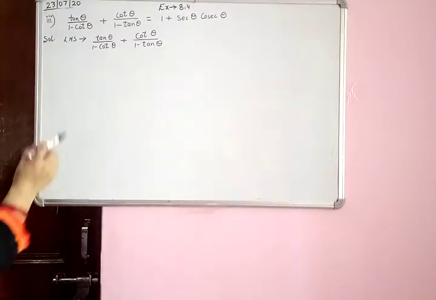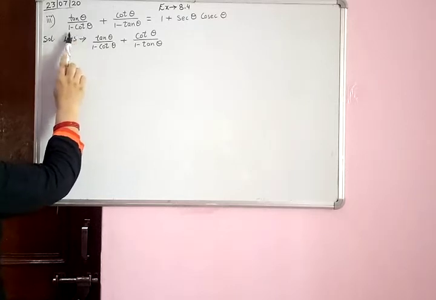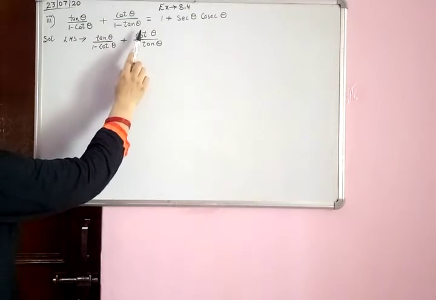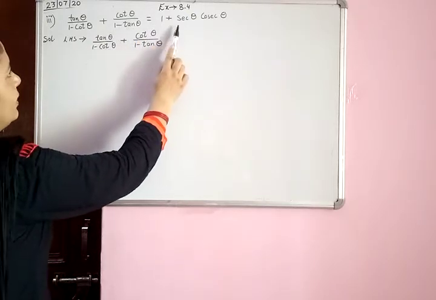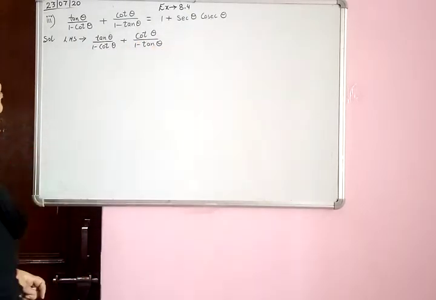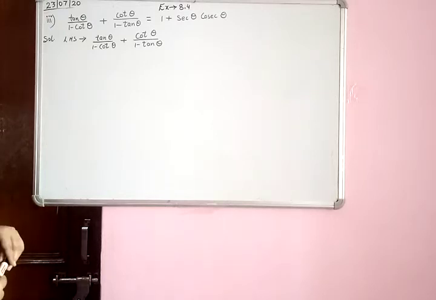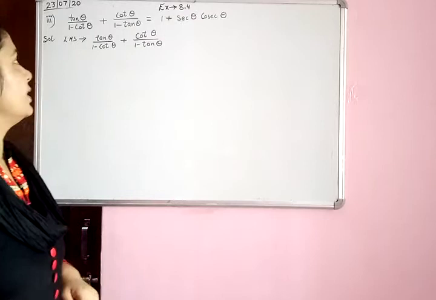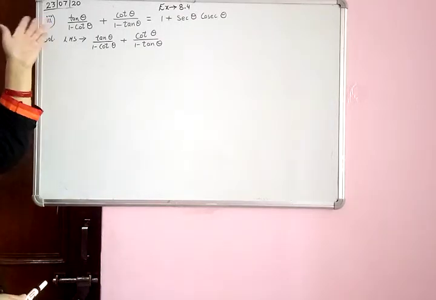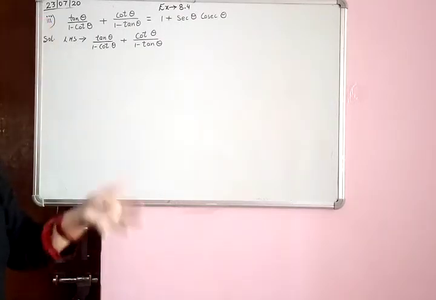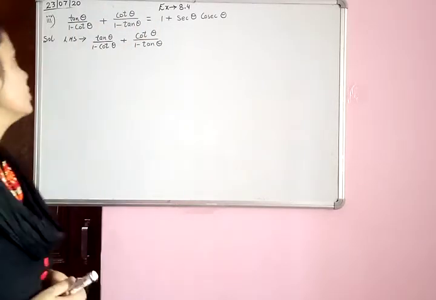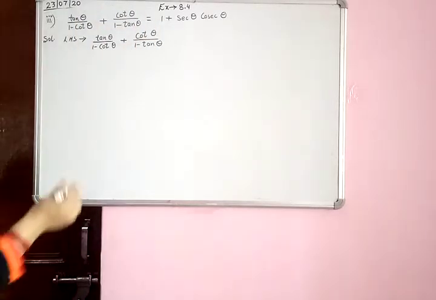Now third part, prove that tan theta upon (1 minus cot theta) plus cot theta upon (1 minus tan theta) is equal to 1 plus sec theta into cosec theta. Okay, so how can we convert tan and cot in terms of sec and cosec? For this, first we need to convert tan in terms of sine or cos, then we can convert into sec and cosec.